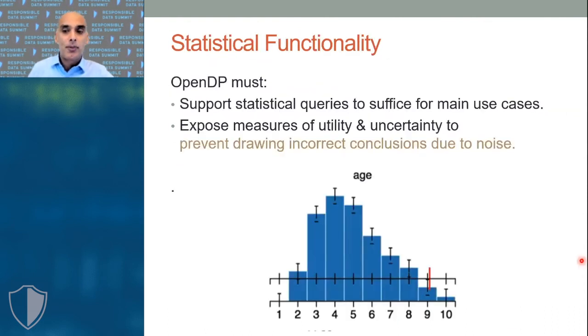We also aim for the OpenDP software to provide statistical functionality that is sufficiently expressive and useful for the researchers who will analyze data through it. In particular, we believe that it is crucial that the library of differentially private algorithms exposes measures of utility and uncertainty that will help researchers avoid drawing incorrect conclusions due to the noise introduced for privacy. For example, on this differentially private histogram of age and decades, you can see error bars representing 95% confidence intervals on the noise introduced for privacy.